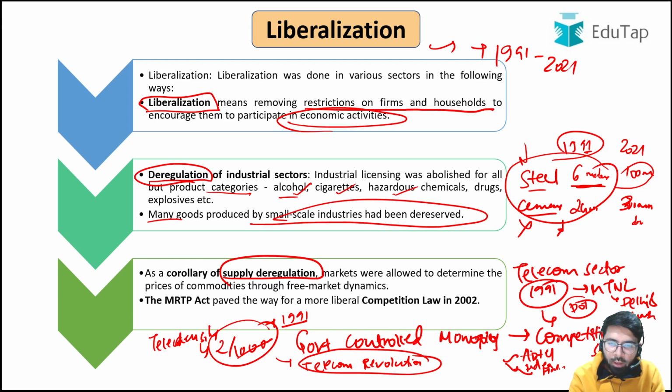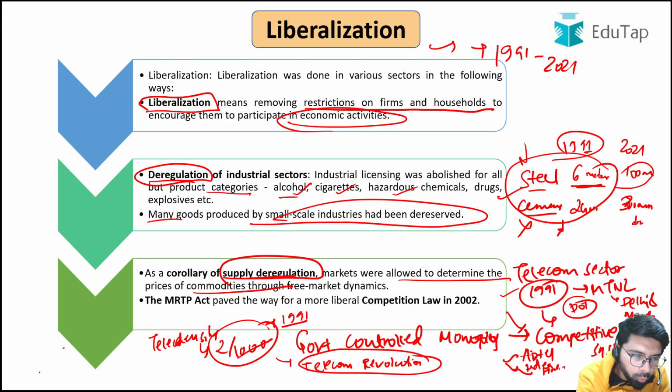Since then, as a corollary of supply deregulation, because the supply was regulated and now it has been deregulated, markets were allowed to determine the prices of commodities through free market dynamics, and that has helped the Indian economy to a far extent. We can see that example in the telecom sector as well as in steel and cement. So this is the essence of this point.